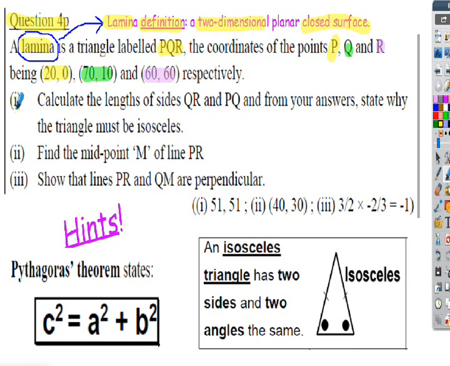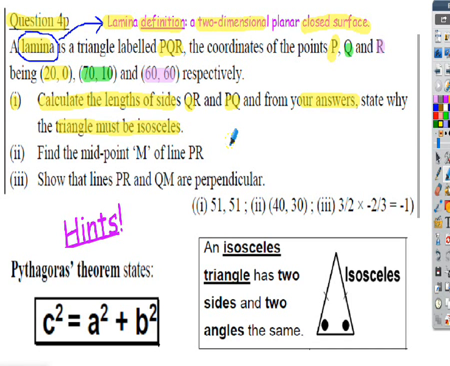We're asked in the first part of the question to calculate the lengths of the sides QR and PQ. Now from your answers, state whether the triangle is an isosceles triangle. So for part 1, the first thing to do is to plot the 3 points PQR on an XY graph. Join the points together and you'll form a triangle.